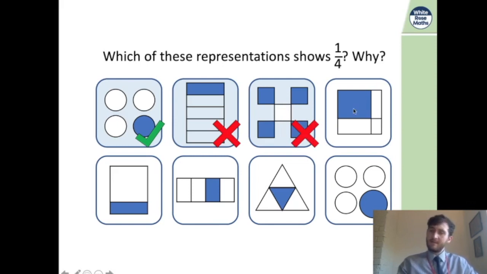So now this one, we've got 1 shaded in, but then we've got 1, 2, 3, 4 parts. But remember, we've got to look at 4 equal parts. So when we're looking at these circles, these are all the same size. So therefore, these are 4 equal parts.